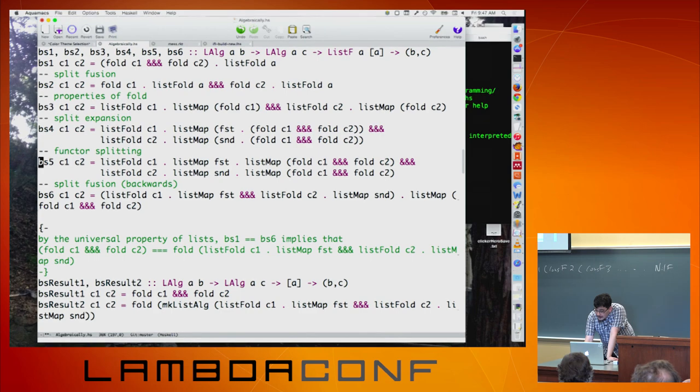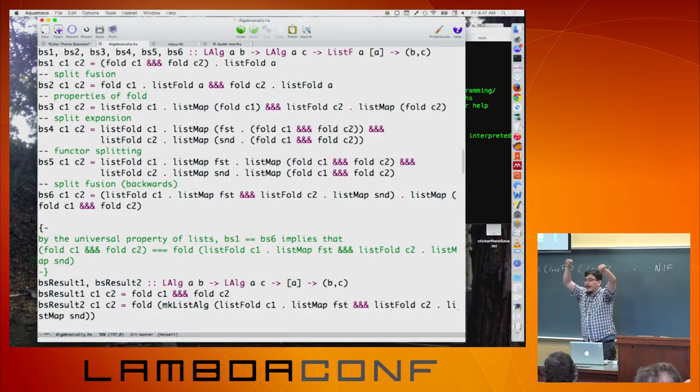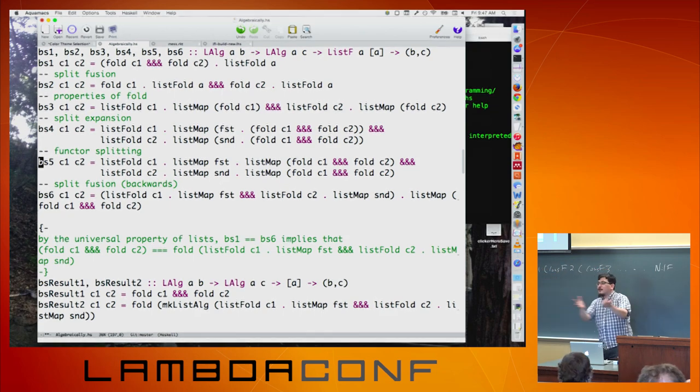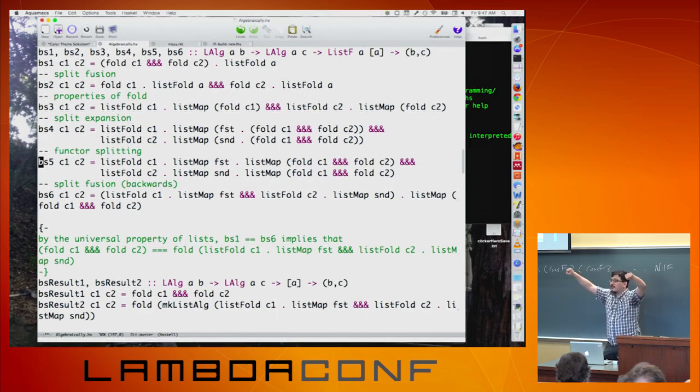So now we apply functor splitting, right? Where you have the property that map F dot map G equals map F dot G. And normally we use that to fuse maps, but in this case we've got a map F dot G, and for algebraic reasons we're going to go in the opposite direction and have the map F and the map G separately. And in this case, you can see why we want to do it, because here we're mapping first dot that, and here we're mapping second dot that. So they're not the same function. But if you split the maps in two, then this function is exactly the same function as this guy.